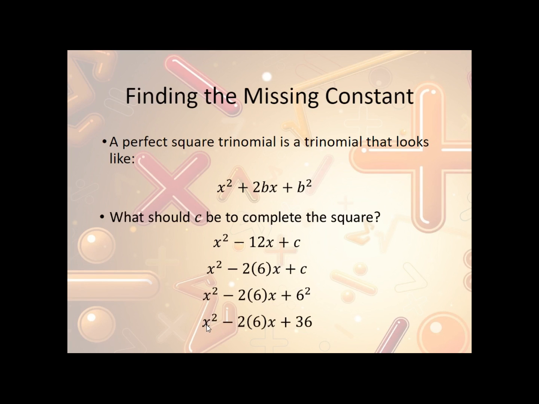So now it should look like this: x squared minus 2 times 6x plus 36. So that gives me my perfect square trinomial here. Now I can factor that into a binomial.